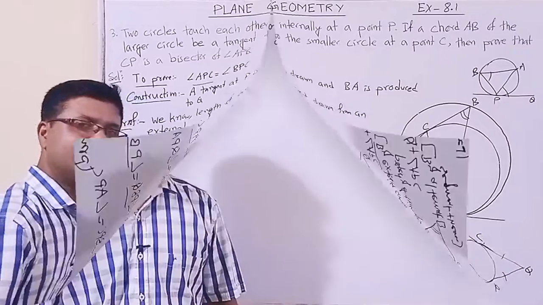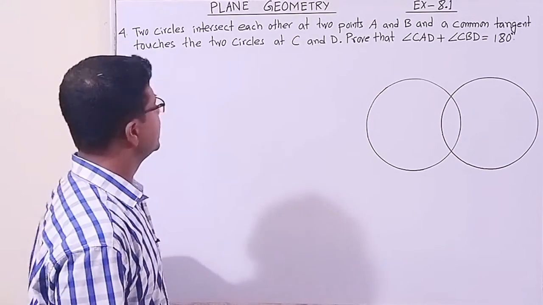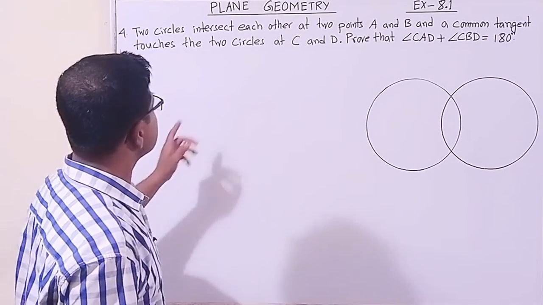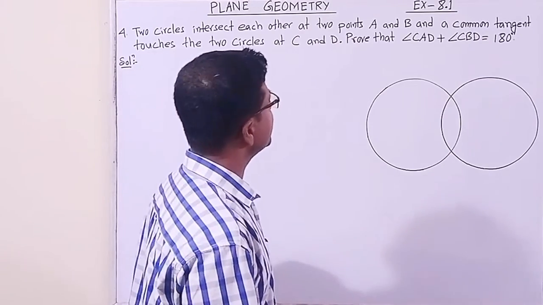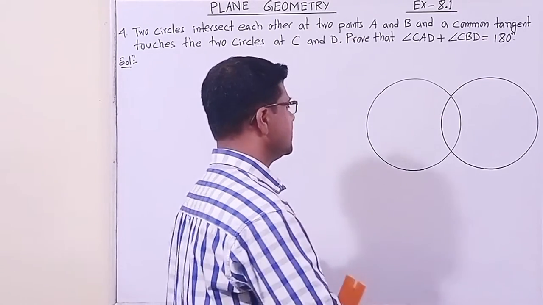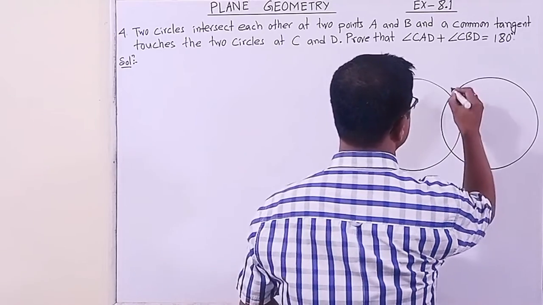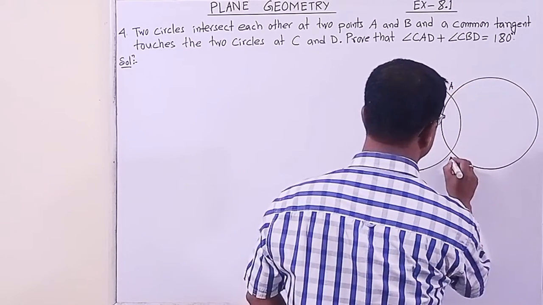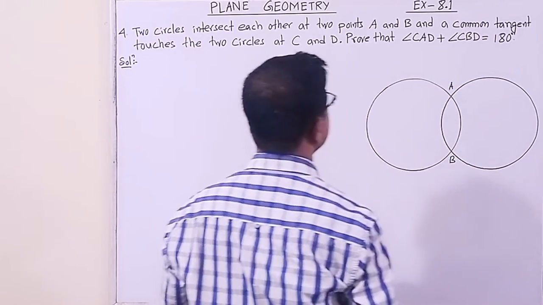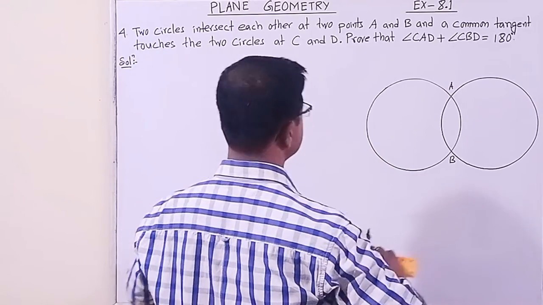Have you understood? Now, dear students, let us take question number 4. Let us read the question at first. Two circles intersect each other at two points A and B. These are the two circles we have considered. They intersect at the points A and B. And a common tangent touches the two circles at C and D.